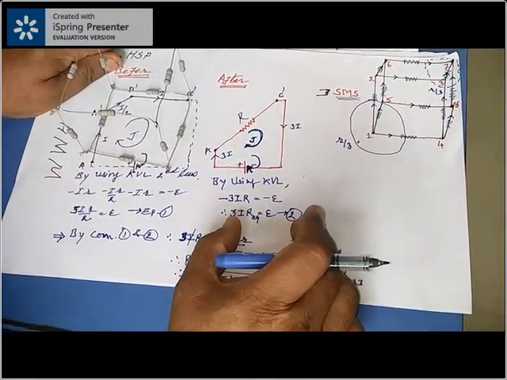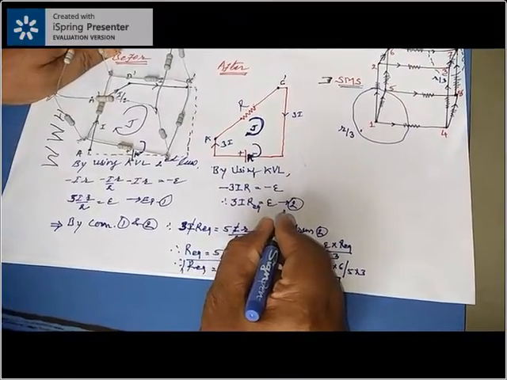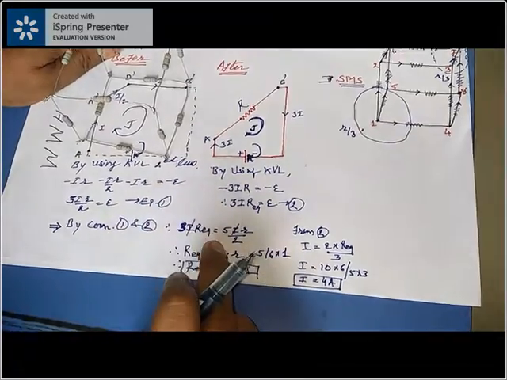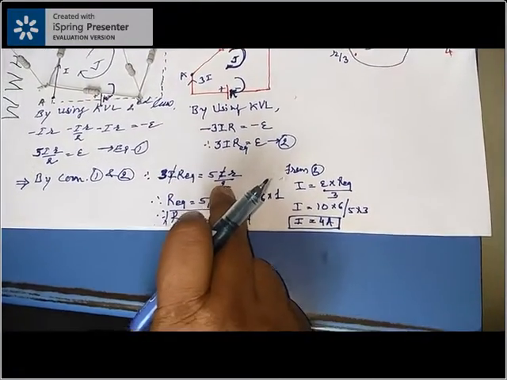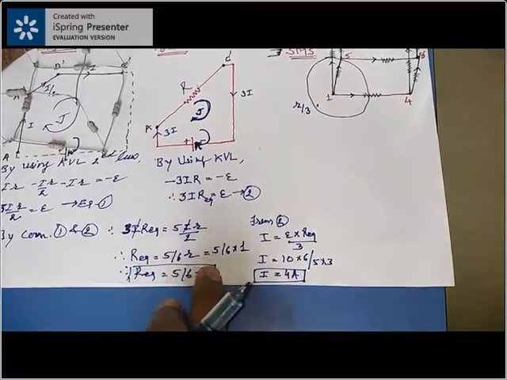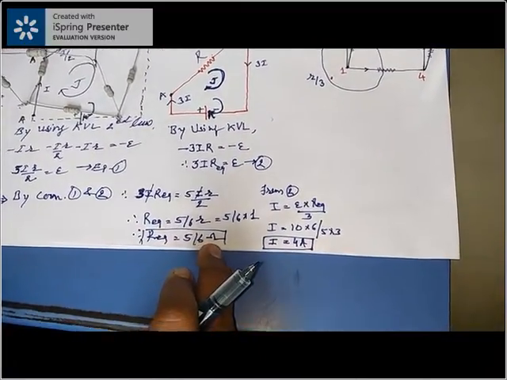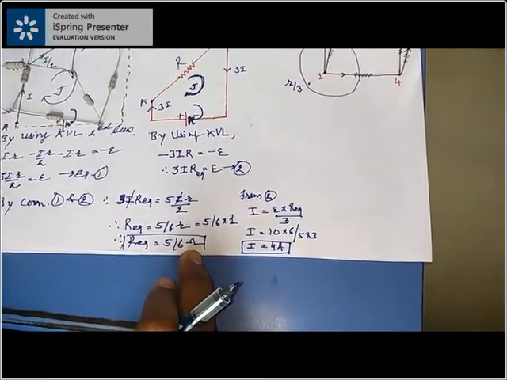So we can get the equation 3IR equivalent is equal to epsilon. By using equation 2 and equation 1, we can get more simplification: 3IR equivalent equals 5R by 2. More simplified, we get R equivalent is equal to 5 by 6 ohms. But we also have to find out the current.